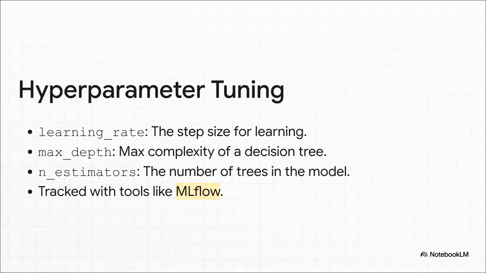Now, before we just hit the big green train button, we have to tune a bunch of dials on the machine. These are called hyperparameters. They control how the model learns. Things like the learning rate, which is like the size of the steps it takes, or the max depth of our decision trees. And we don't just guess. We run tons of experiments to find the perfect settings. And we use tools like MLflow to keep a detailed logbook of every single experiment we run.